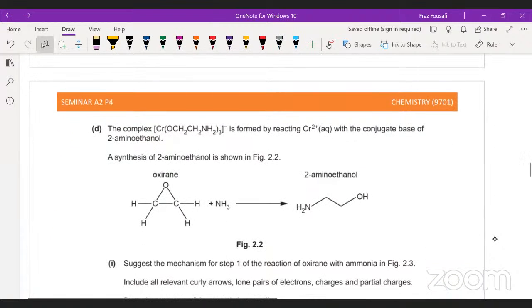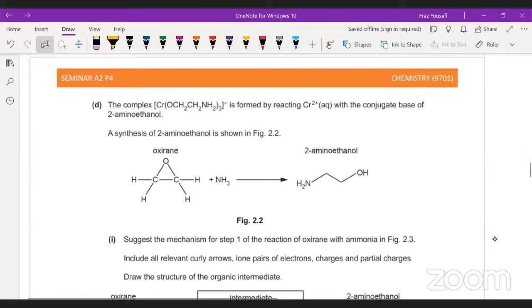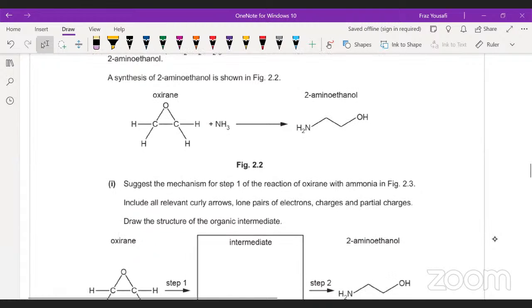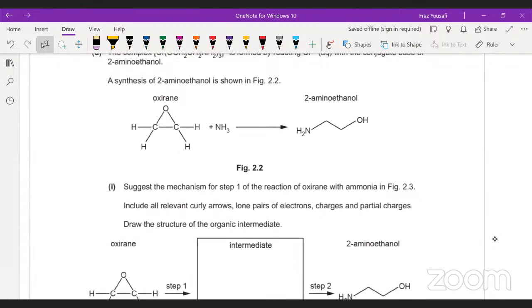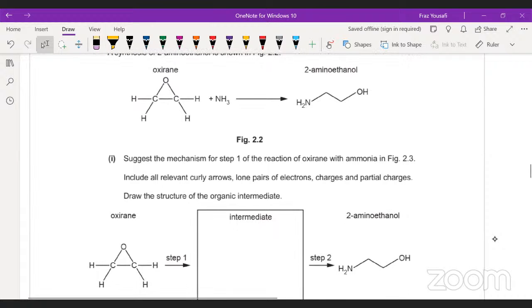All right, the complex is formed by reacting chromium with a conjugate base of 2-aminoethanol. The synthesis of 2-aminoethanol is shown in figure 2.2. So they've got this molecule called oxirane that they react with ammonia, which will give you 2-aminoethanol as a result. All right. Suggest a step of the mechanism of step one of the reaction of oxirane with ammonia in figure 9.2. You are to include all relevant curly arrows, lone pairs of electrons, and charges and partial charges.